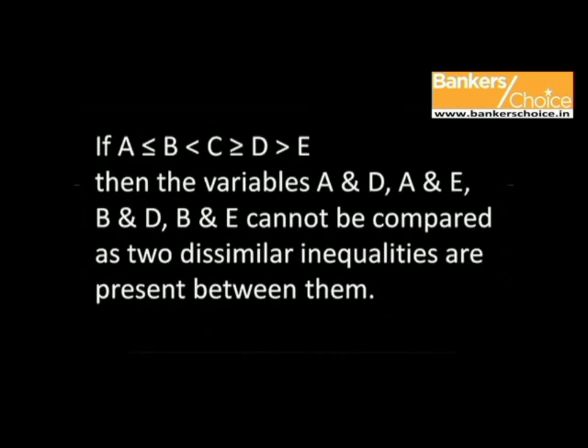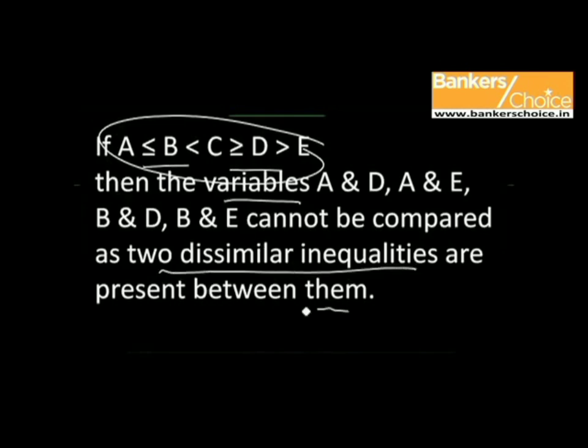The second rule is, whenever we find dissimilar inequalities between a set of variables, then the variables which have got dissimilar inequalities between them cannot be compared. For example, if you see here, the types of inequalities between A and D are dissimilar. So A and D cannot be compared. Similarly, A and E, B and D, and B and E also cannot be compared.